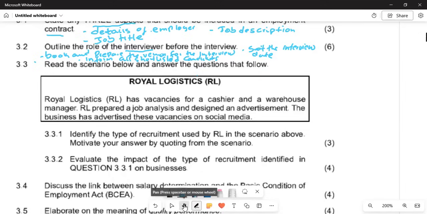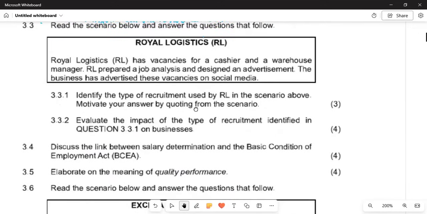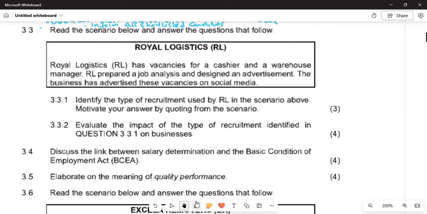So now let's move on to 3.3. With 3.3, we are given a scenario. Read the scenario below and answer the questions that follow. Royal Logistic has vacancies for cashier and warehouse manager. So Royal Logistic prepares a job analysis and designs an advertisement. The business has advertised these vacancies on social media. Identify the type of recruitment used by RL in the scenario above. Motivate your answer by quoting from the scenario.